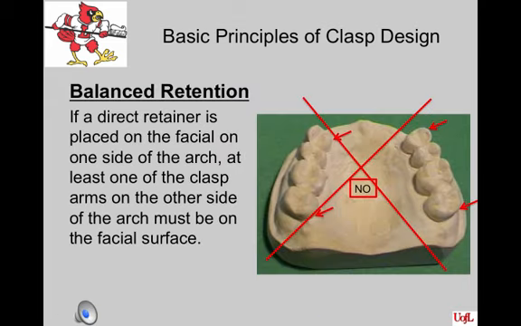If a direct retainer is placed on the facial on one side of the arch, at least one of the direct retainer arms on the other side of the arch must be on the facial surface. If a direct retainer is placed on the lingual of the abutment on one side of the arch, there must be at least one retentive component on the lingual on the opposite side of the arch to satisfy balanced retention. The only situation that is not acceptable is facial retention on one side of the arch and lingual retention on the opposite side of the arch. This partial would have a tendency to dislodge itself in the direction of the arrow shown on the slide.